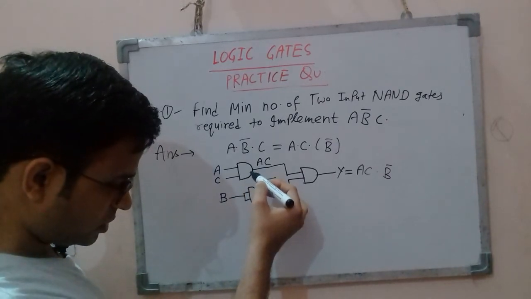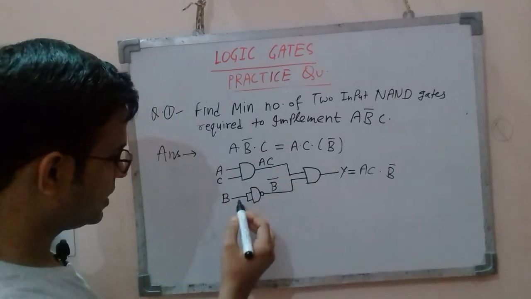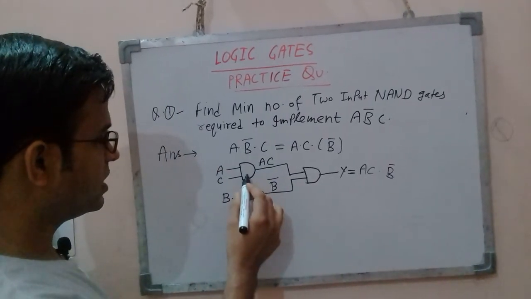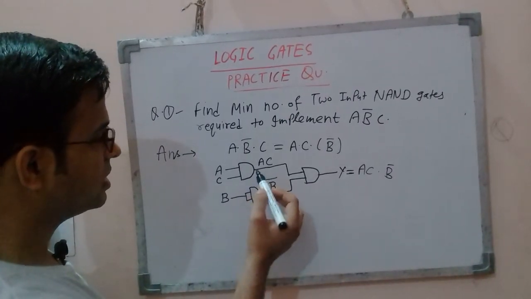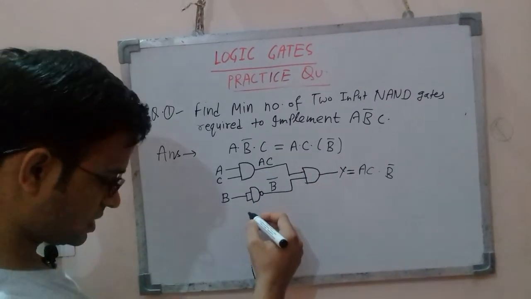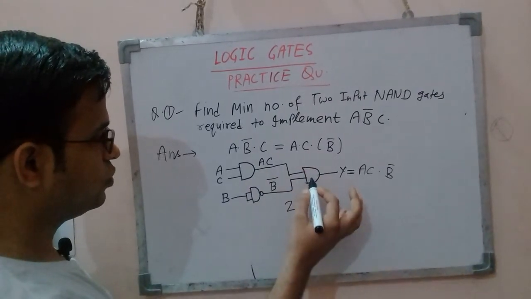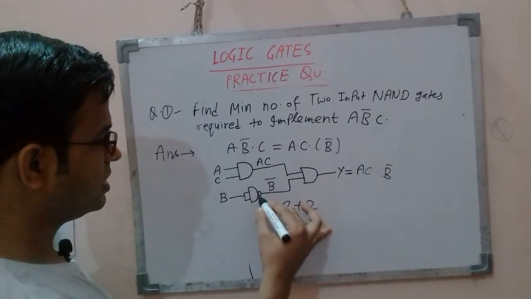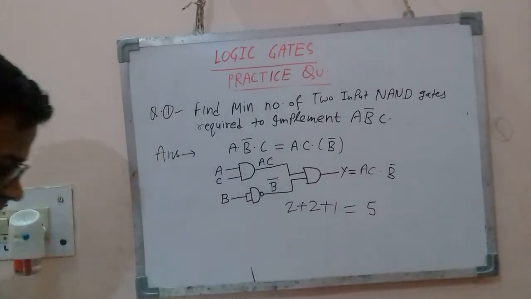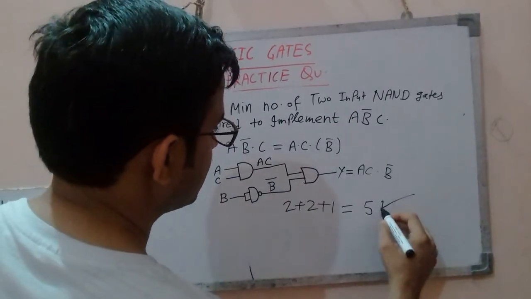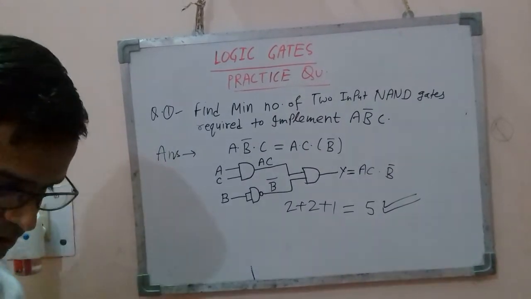So to make one AND gate you require 2 NAND gates. So 2 NAND gates here, 2 here, and this NAND gate is already there, right? So how many NAND gates are needed? 2 plus 2 plus 1, right? So total how many? 2 for this AND gate, 2 for this AND gate, and this one NAND gate. So total 5 NAND gates are required. That's the answer, right? Now next question.